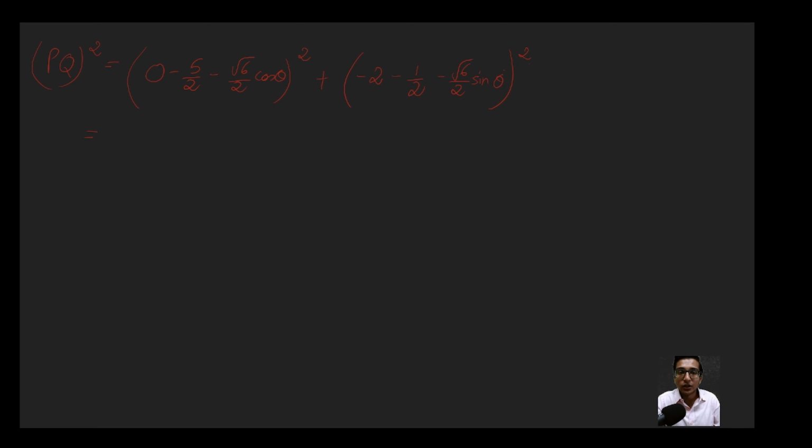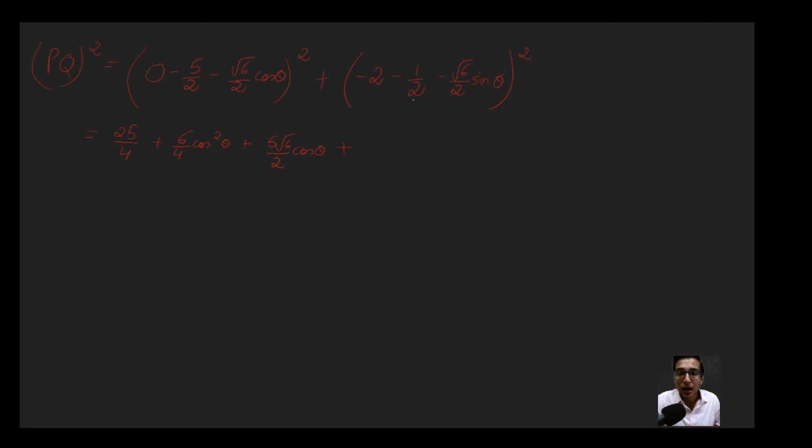So somehow let's try to club cos theta and sin theta together, and then using our trigonometric inequalities that we had studied, we can find the maximum value of this as well. So what do we get from here? Let us open both these square brackets. We are going to get 25 by 4 plus 6 by 4 cos square theta plus 2 times 5 by 2 into root 6 by 2, so we get 5 root 6 by 2 cos theta. I'm writing things down directly.